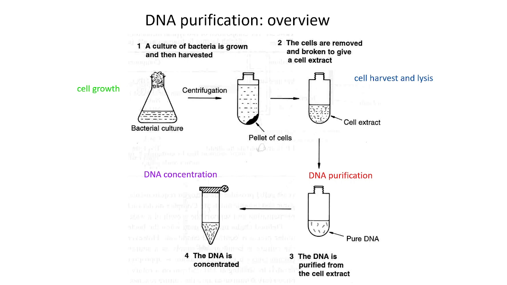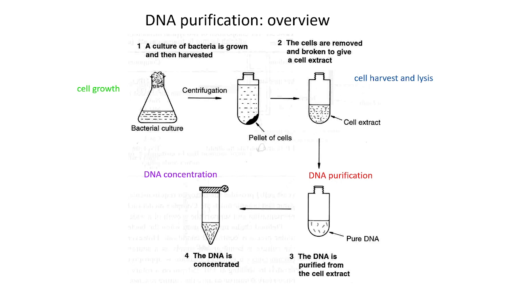So coming to the next thing, that is your DNA purification. What we do is a culture of the bacteria is primarily grown and then harvested, and after that we undergo some kind of centrifugation and then we pellet down the cells. So the cells are removed and broken to give us a cell extract. The process is known as cell harvesting and lysis.